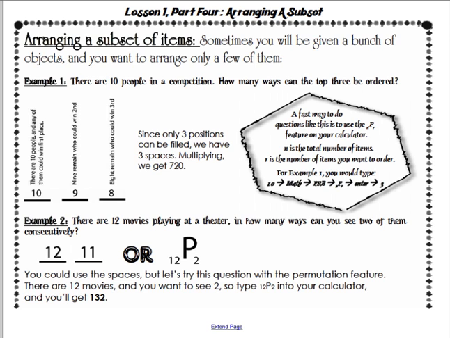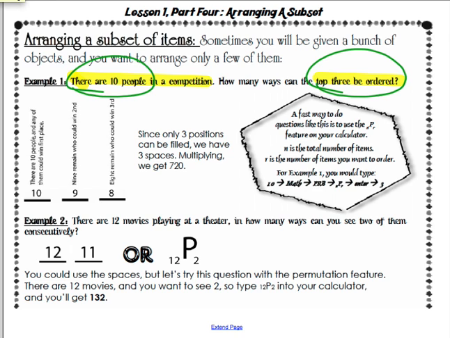Here, there are 10 people in a competition. How many ways can the top 3 be ordered? And so I've got 10 people in the competition. That's my full set. And my subset would be 3 because there's only 3 people. Top 3 is the only 3 that I care about. So how many ways can 3 people be ordered out of 10?